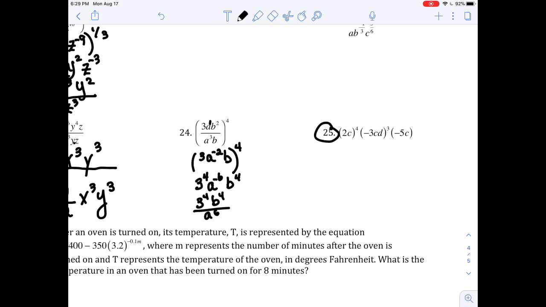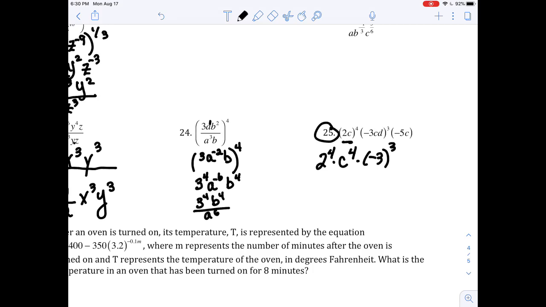Okay, number 25, our last one. We're going to expand, so that's 2c to the 4th. That means we're using this as a factor 4 times. And so that would be 2 to the 4th, c to the 4th, negative 3 to the 3rd.